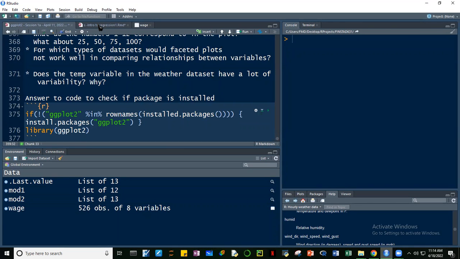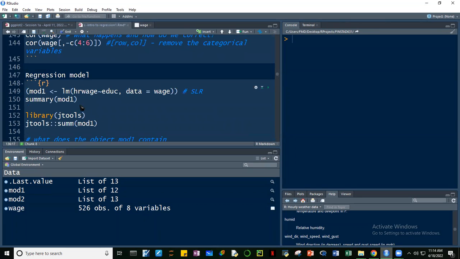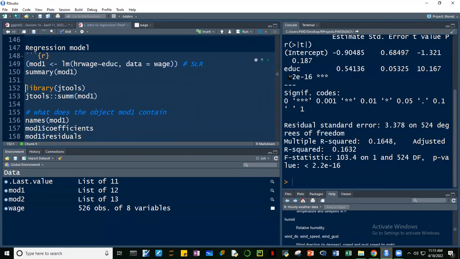So just a quick review of what we have done, guys. We first converted the race, gender, and civil status as factor. And then what we did was to create a model. We called it model 1. We used the function LM, linear model, where we regressed hourly wage on education. Okay, and this generated a regression output, a summary, model 1.